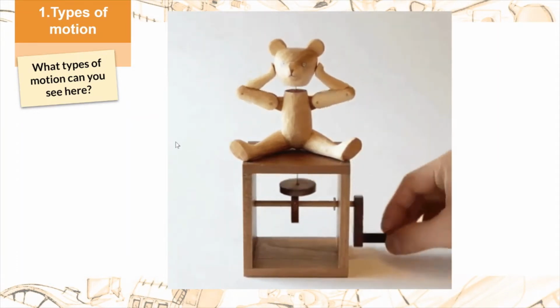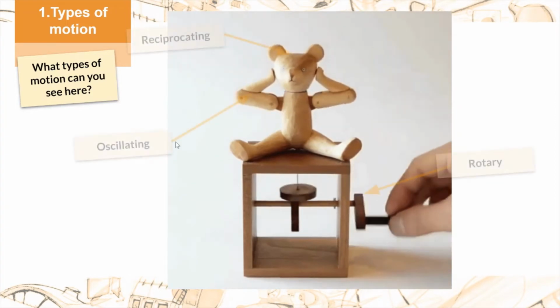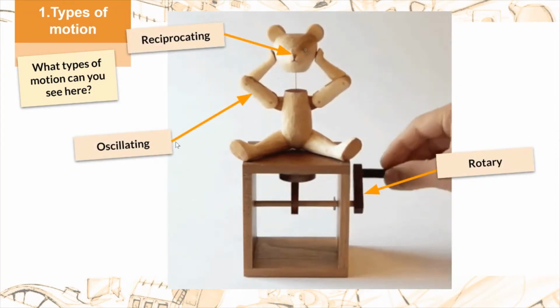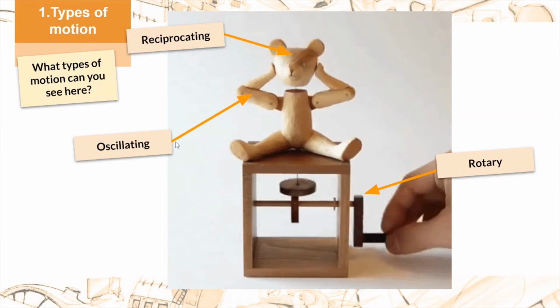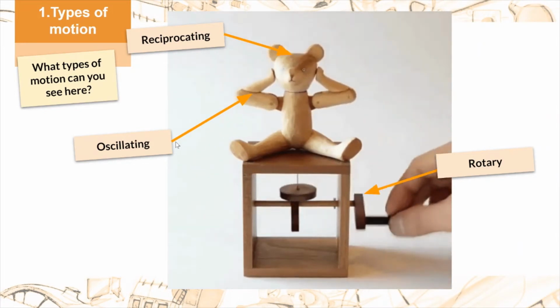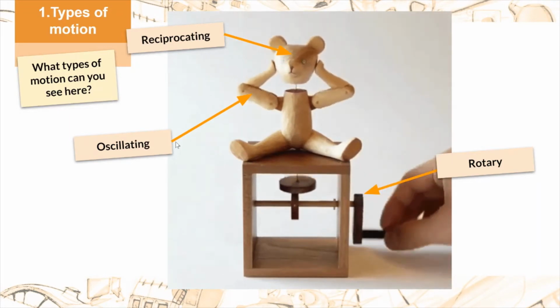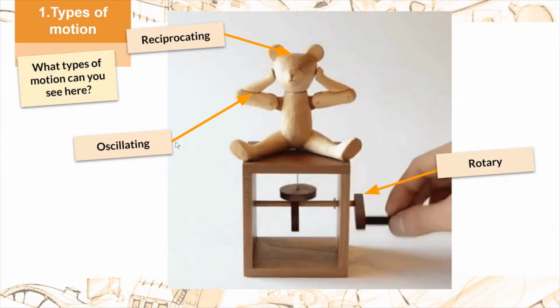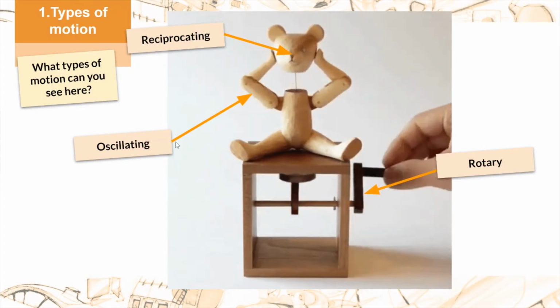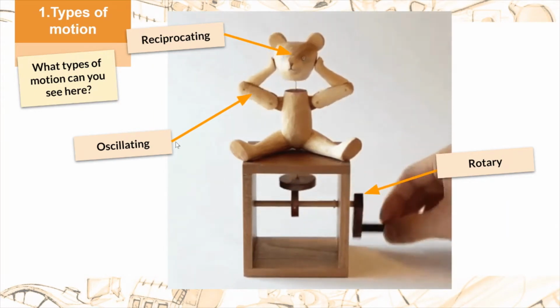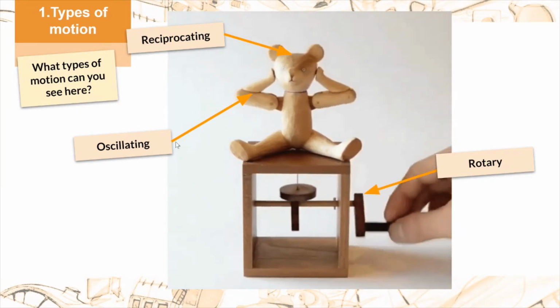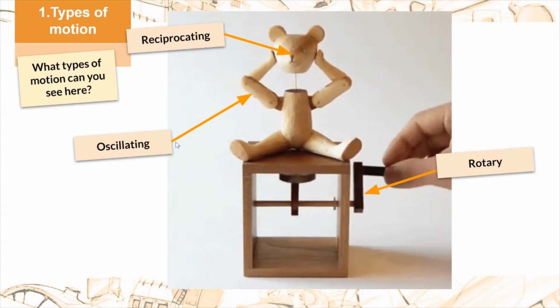Right, what did I spot? Well, let's have a look at the head. The head is going up and down in a straight line. We've got reciprocating motion. Underneath, the guy turning the handle is using rotary motion. And then if we look at just the arm, the top part of the arm, we've got oscillating motion from the shoulder to the elbow.